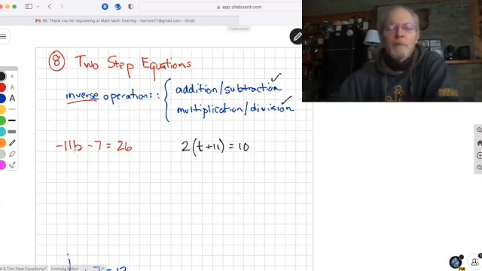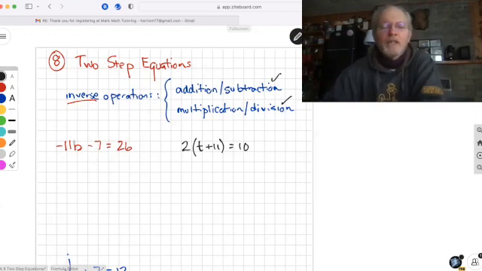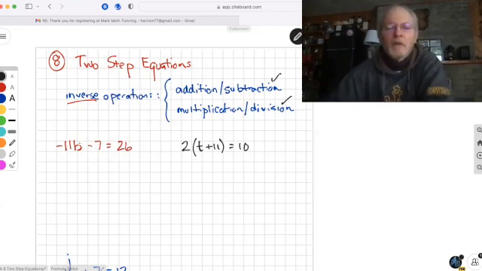We have negative 11b minus 7 equals 26. So if we notice on the left-hand side of the equation, we have two terms. In the first term, negative 11 is being multiplied times b, and then there's a subtracting 7. So we're going to have to undo both of these operations in order to get to the solution for the variable b. So we're going to start by trying to isolate the term that has the variable in it, which would be negative 11b. So we're going to start by adding 7 to both sides.